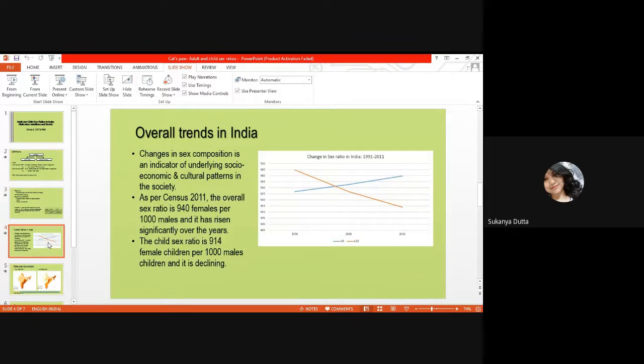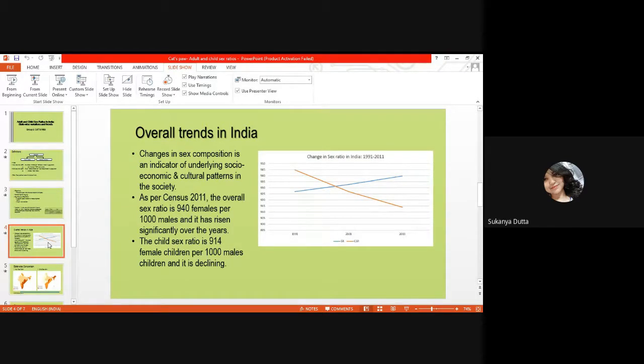Okay. So now we look at a few overall trends in India. Now, as we've seen that changes in the sex composition is an important indicator of the underlying socio-economic and cultural patterns in the society in different ways. Now, we've tried to plot the sex ratio for the years 1991, 2001, and 2011 based on the census data. And here SR denotes the overall sex ratio for the nation, and CSR is the child sex ratio.